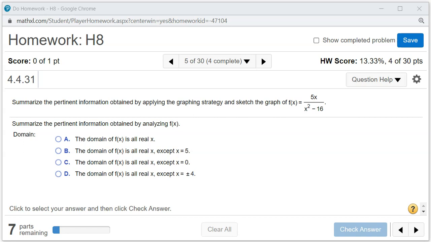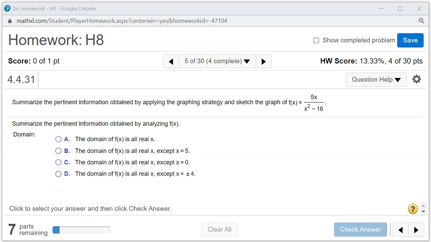Alright, let's look at homework 8, problem number 5. We have this rational function given, and we're going to answer a bunch of questions. First, summarize the domain. So we have to look at the domain.